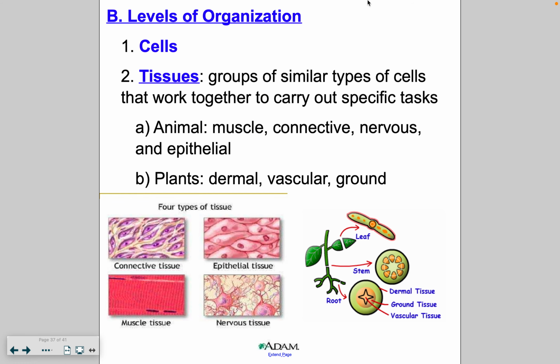All right, going back to levels of organization. So I touched on this on the first slide of the lecture. So starting with the smallest, and this is the level of organization that you're going to need to know. It's going to be cells. And then when you get multiple cells working together, groups of similar cells working together, you create a tissue. And then, well, let me talk about the different tissues.